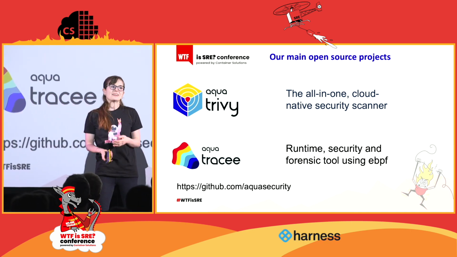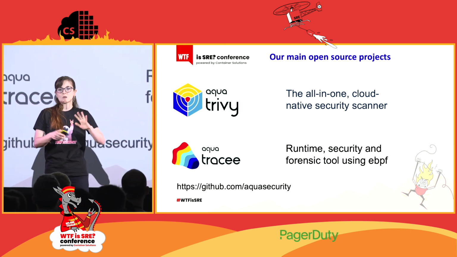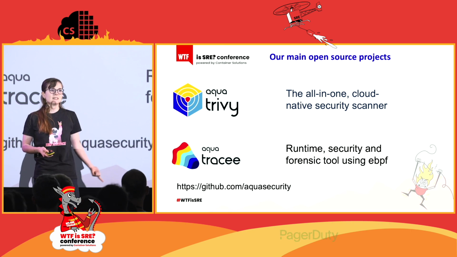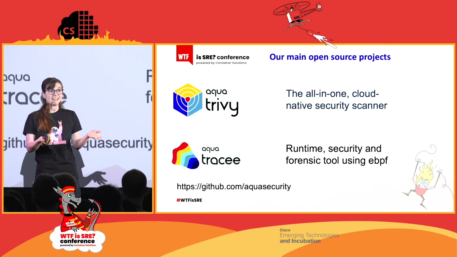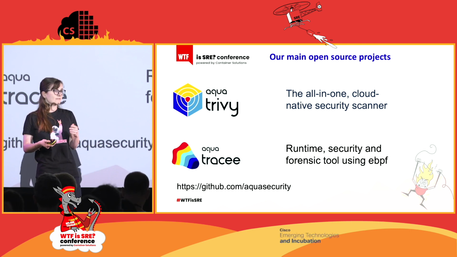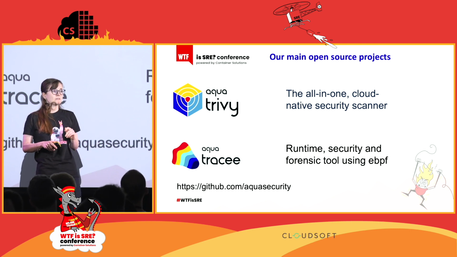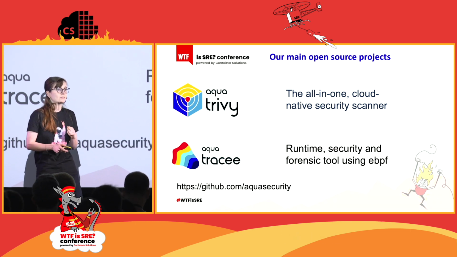Trivy is an all-in-one cloud-native security scanner. It's completely open source. You don't sign up. You don't send us any data. You can use it as much or as little as you would like. Lots of different companies are actually integrating their own security scanning with Trivy. And then we have Tracee, which is a runtime security and forensic tool using eBPF.